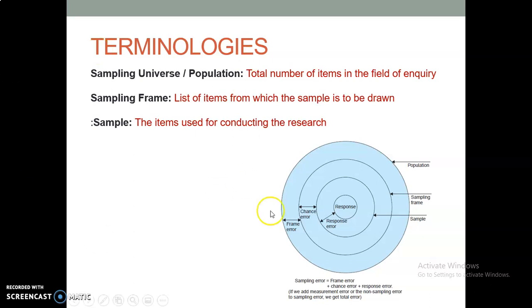If you go through the Venn diagram, the outermost circle is the sampling population. Next to that is your sampling frame. Innermost is called the sample. And out of these 500 students, maybe only 480 students answer my questions. That is called the response. So each one is a subset of the other.